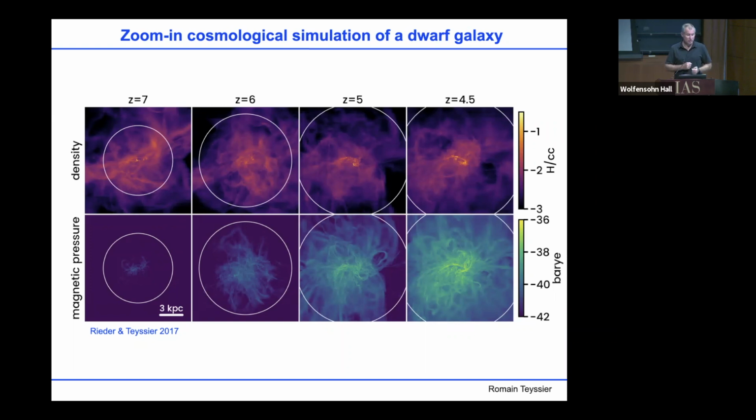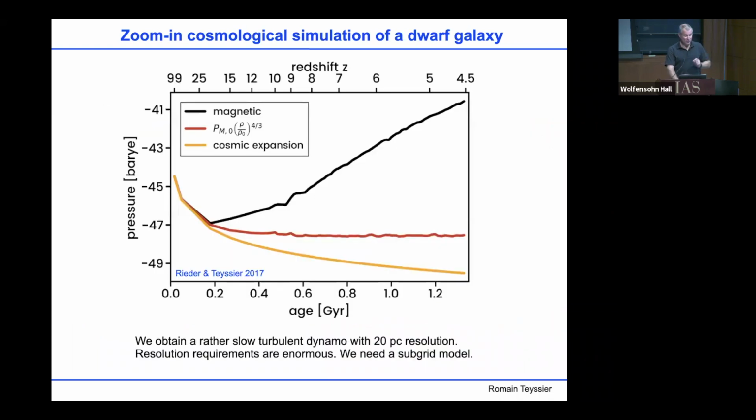And indeed, in this cosmological simulation, so the white circle is the dark matter halo, we do form, you see the density is very messy, right? It's turbulent, and we do form a turbulence-dominated dwarf galaxy. And we do see, so this is the magnetic energy in the box as a function of age, we do see a weak, slow turbulent dynamo. And it's consistent with what we have seen in the isolated case, in the idealized isolated case. That's 20 parsec give you a weak-ish dynamo.